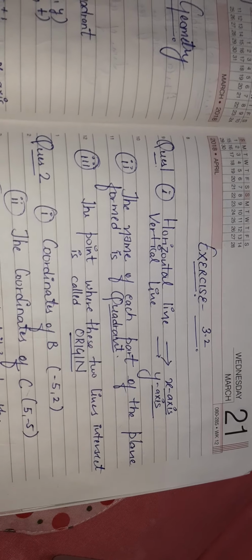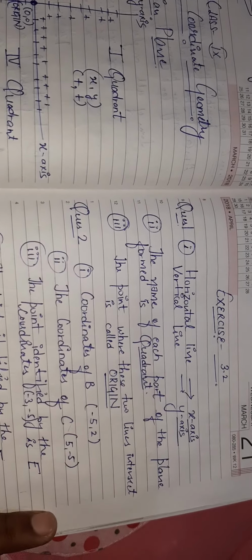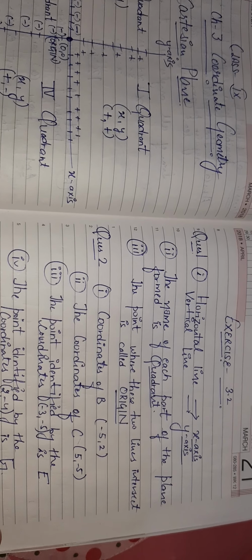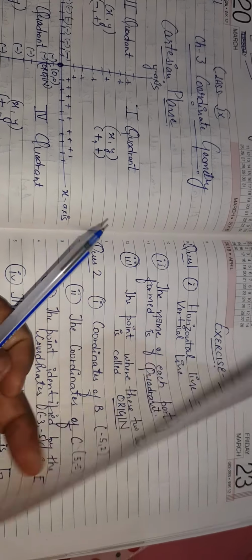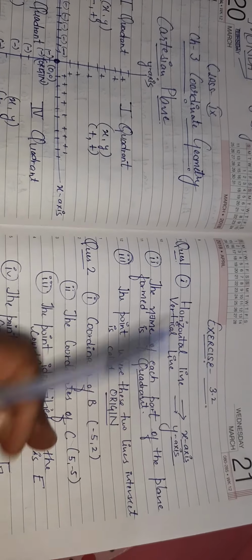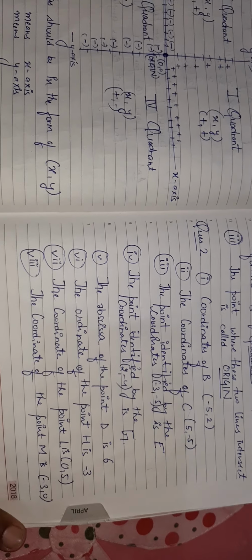The name of each part of the plane is quadrant. The point where these two lines intersect is called origin. Where these two lines meet is called origin. I have told you. Got it? Now these are the answers of the question.